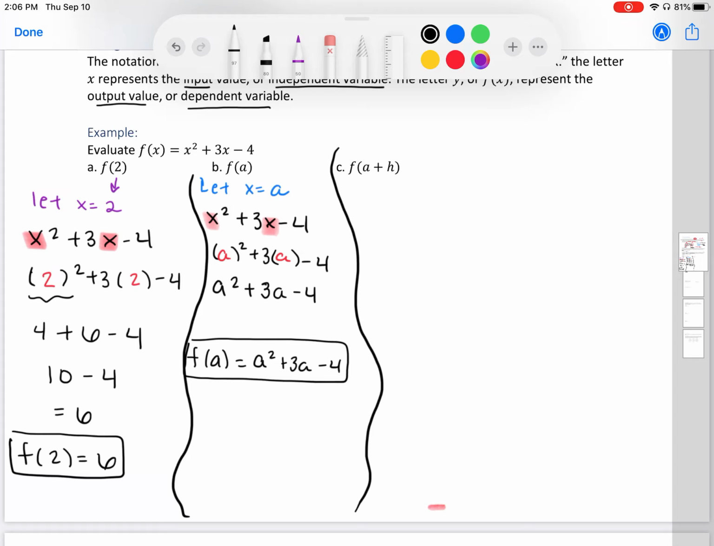On to example C. So same idea, even though it looks a bit more complex, all we're doing is replacing x with a plus h, that entire quantity. So that we have x squared plus 3 times x minus 4, but instead of x, we're going to write a plus h.